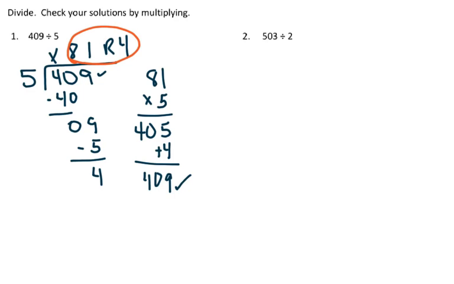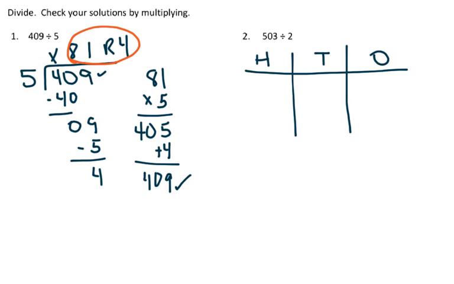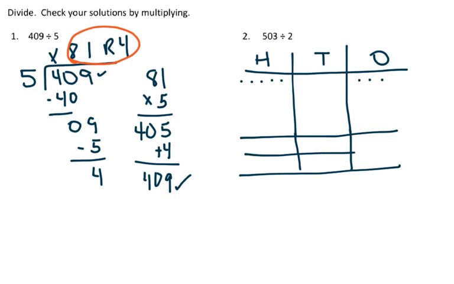Okay, for problem number 2, we have 503 divided by 2, and I'm going to do that one using a place value chart. We have our hundreds, tens, and ones, and I have 1, 2, 3, 4, 5 hundreds, 0 tens, and 3 ones. And I'm going to make my 2 rows. And for the hundreds, I have 1, 2, 3, 4, 1 left over.